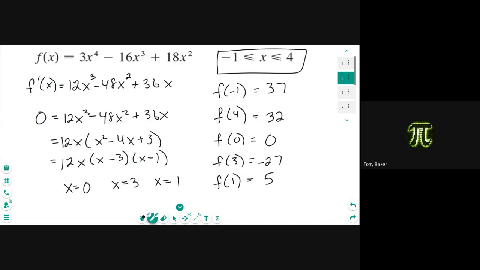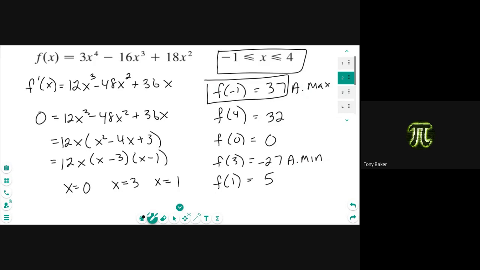So what is the absolute maximum? What's the highest point on the graph? 37. So that's my absolute maximum, and that was one of the endpoints. What's my absolute minimum? What's the absolute minimum? -27. Wait, would it be -27 or 3? The absolute minimum is -27.